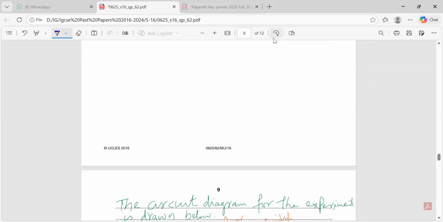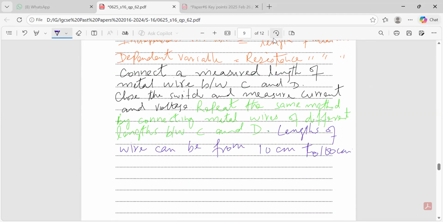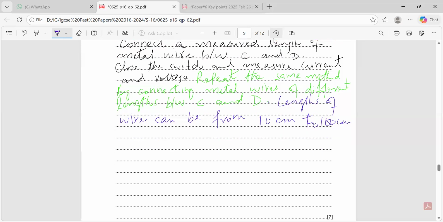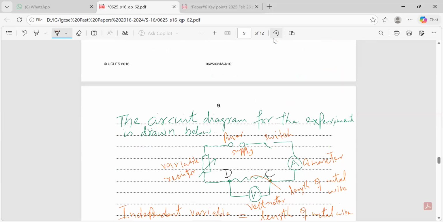Then, of course, what is the next point? Key variable that you will keep. Key variable. So two, we will say diameter of the wire and type of metal wire should be the same. Diameter, in other words, you can even say area, radius, or diameter, and type of metal wire is kept constant. Now, what is the next point here, friends?